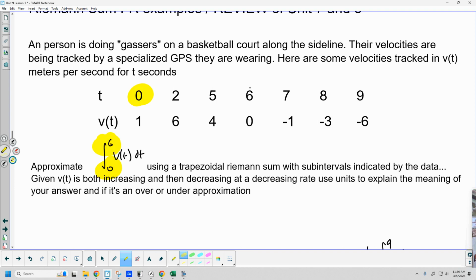Okay. Can you guys do a trapezoidal Riemann sum from 0 to 6? Go. We have enough time to get through this question. Go.